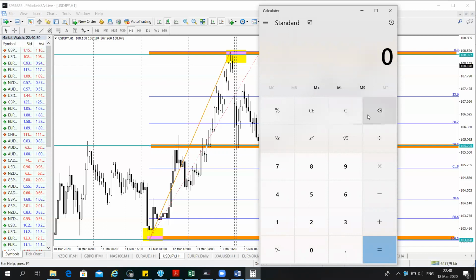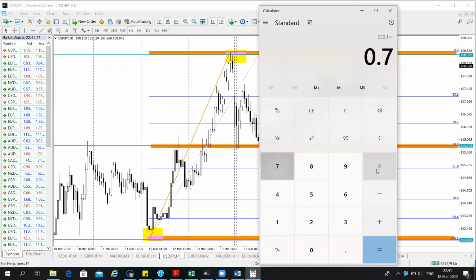I'll come back and say, you know what, my highest price level is 108.397. My lowest price level is 103.096. Therefore, I find the difference: 108.397 minus 103.096. Then I'll multiply it by 100 to put it in pip value. Therefore, I have 530 pips, right? 530 pips.